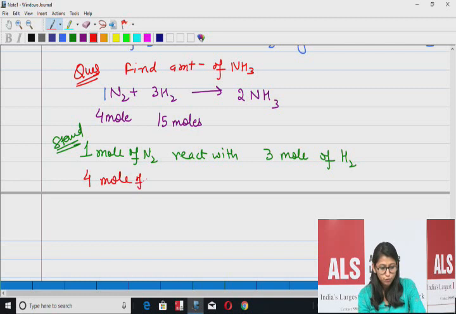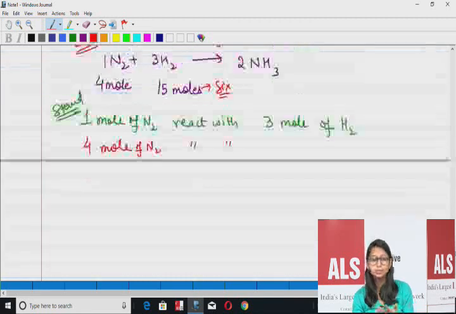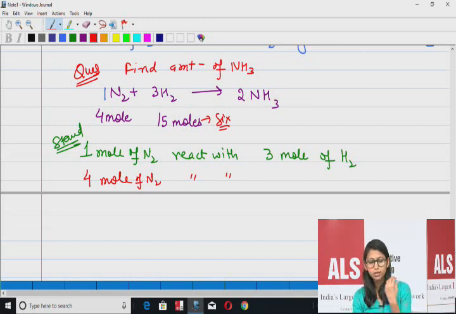4 moles of N2. Now just keep this fixed. This is given, I am keeping it fixed. 1 mole N2 requires 3 moles of hydrogen by standard. So let's check: 4 moles of N2 will react with how many moles of H2? Ideally, how much is required? If 1 mole of N2 reacts with 3 moles of H2, then 4 moles of N2 ideally requires how many moles of H2? Exactly, 12. Ideally, I require 12 moles of H2.